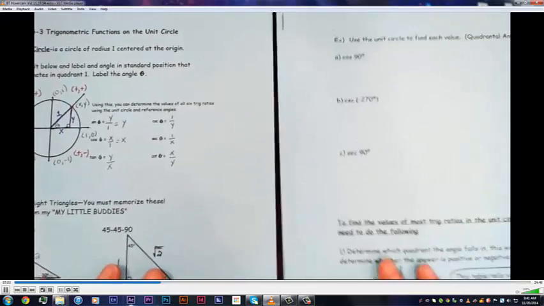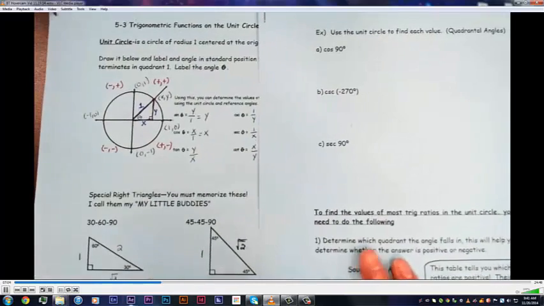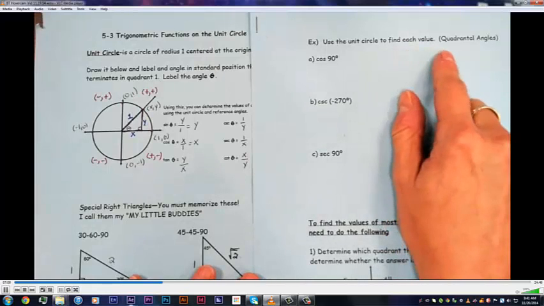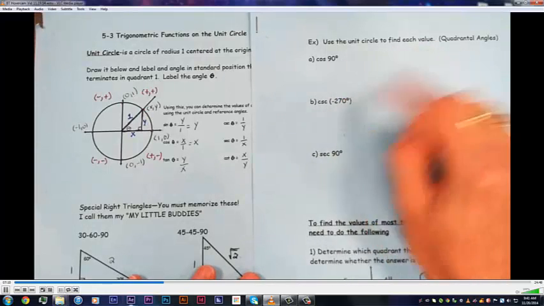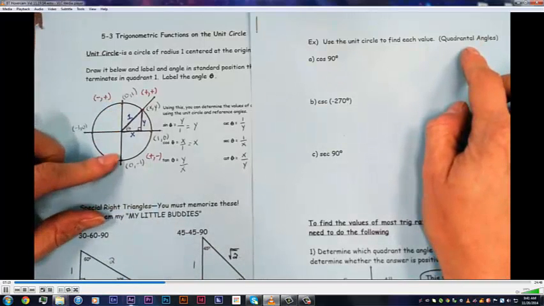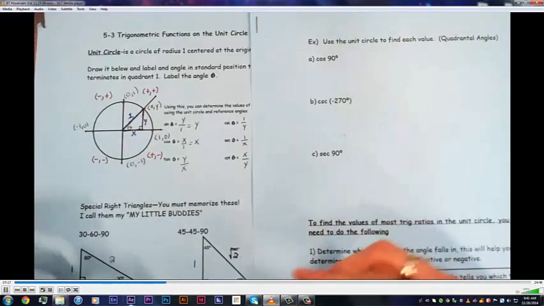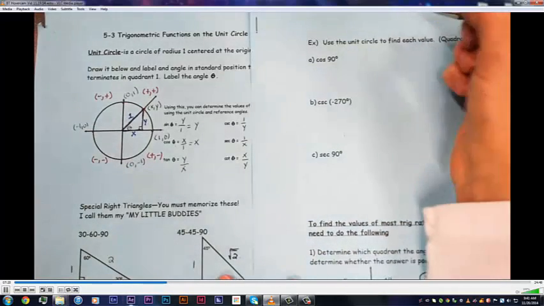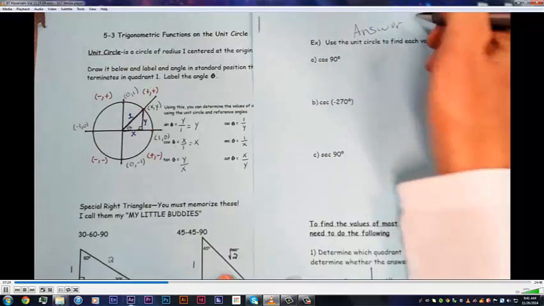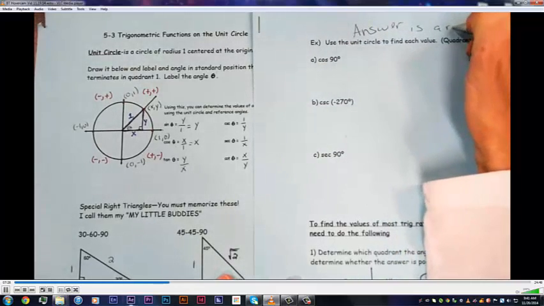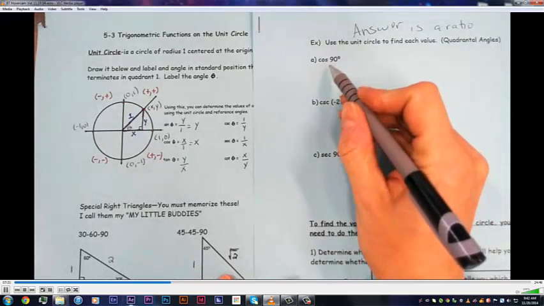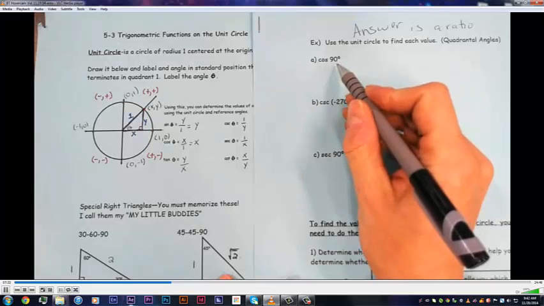All right, the first question is we are going to use the unit circle to find each of the values below. Now, each of these angle measures in here are quadrantal angles. Remember, quadrantal angles are those angles that land right on the axes. Okay, so what we're finding are the ratios. So the answer to each of these questions is a ratio. I'm going to want to know what is the answer for cosine of 90. The answer is the ratio.